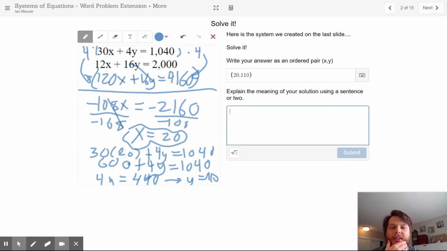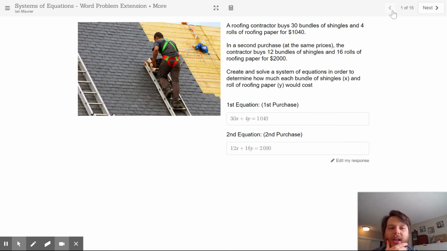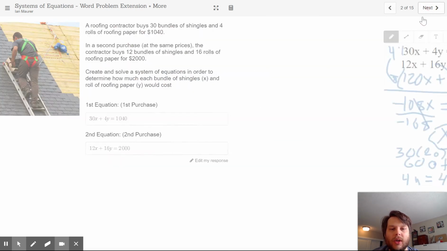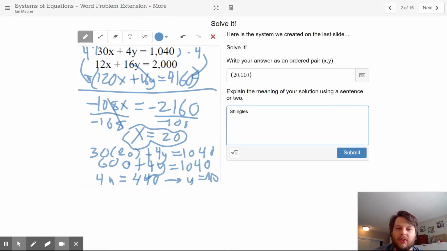And then what's the meaning of the solution? Well, if you go back to slide 1, X is shingles and roofing paper is Y. So you can just say shingles cost 20 bucks. Roofing paper costs $110. Like that.